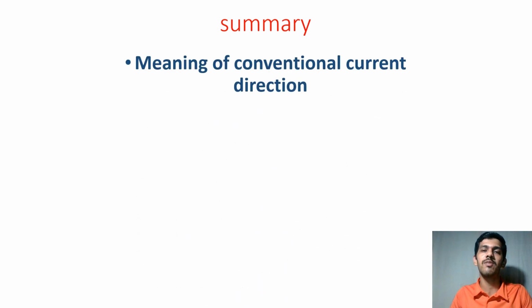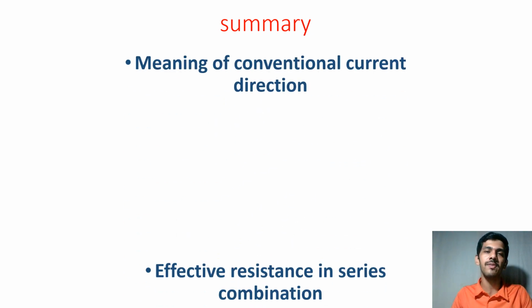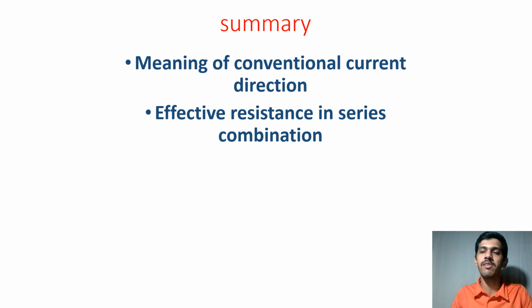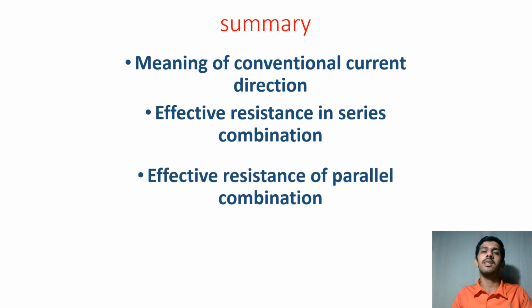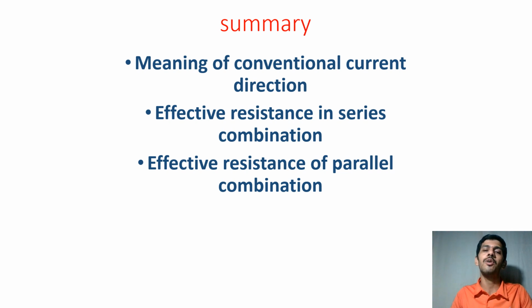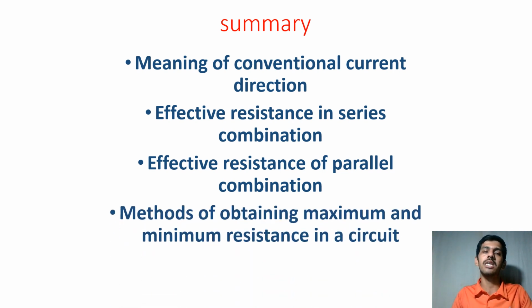Let us sum up the concepts we have discussed in this particular part of this chapter. First concept we have discussed is the meaning of conventional current direction. Next, effective resistance in series combination. Next, effective resistance of parallel combination. And the last one we have discussed in this part is methods of obtaining maximum and minimum resistance in a circuit. That's all we have studied in this particular part 5 of this chapter.